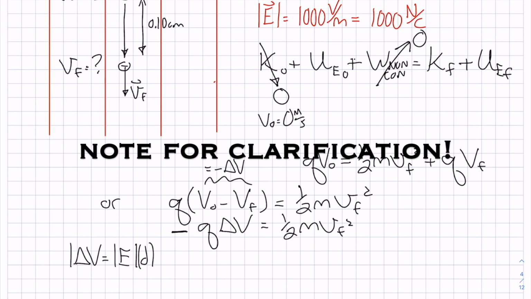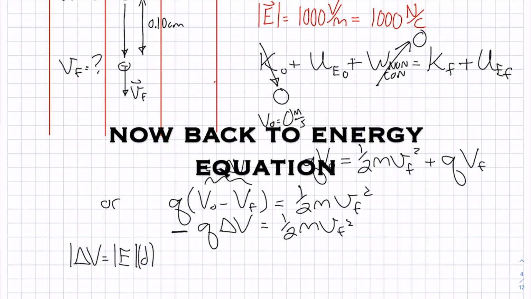I'm just pausing here to give a little clarification. What I've just shown you is the formula for delta V, which is equal to the electric field magnitude times the distance of displacement. What I'm about to write next, though, is not delta V. It's the negative q delta V part from the previous equation. I just wanted to avoid that confusion because I didn't like the way it looked when I was reviewing it.